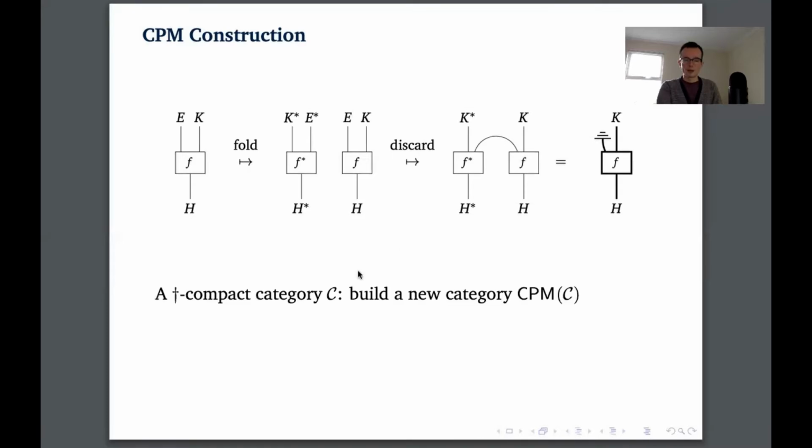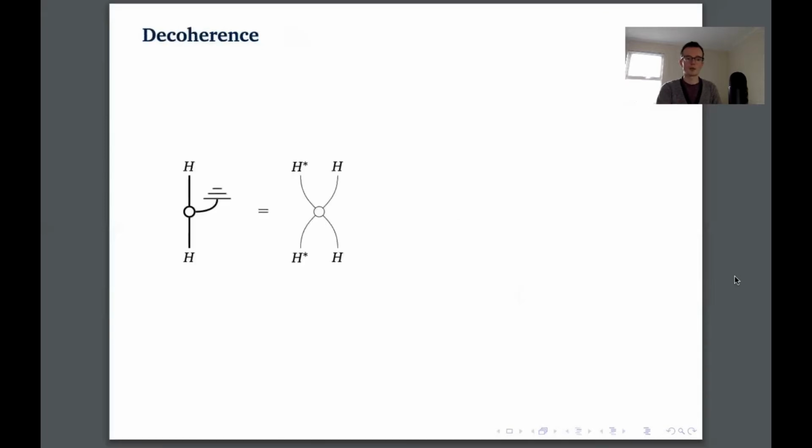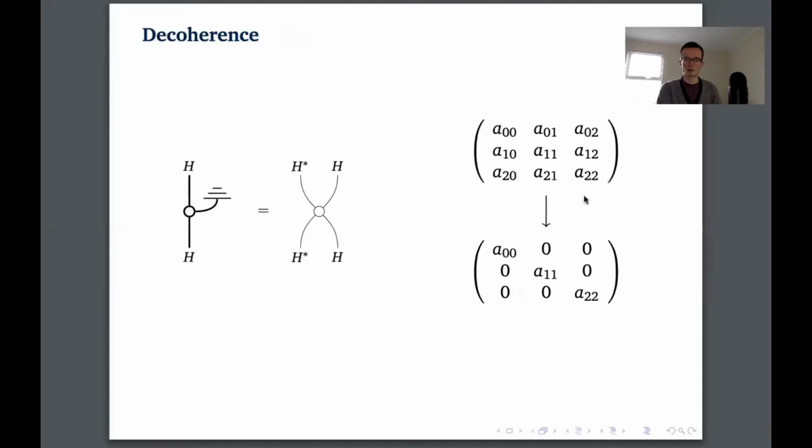If we start with a dagger compact category C, then we can build a new category CPM of C, and that has maps of the form on the right here, drawn with these darker lines. And it's worth pointing out that this new category is also a dagger compact category. Now, within CPM, there are certain maps that we call the decoherence maps, and these are given by these special commutative dagger-Frobenius algebras, also known as spiders. And these maps, if you look at what they do to a density matrix, they just zero out the off-diagonal elements, and they just return these diagonal ones. So they send this density matrix to a classical probability distribution.